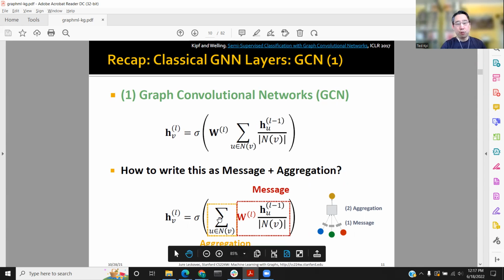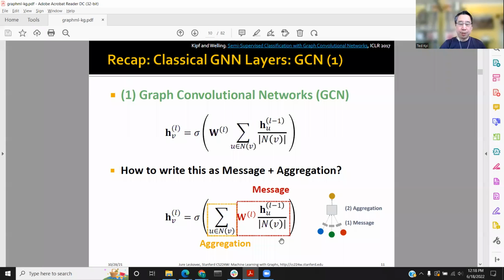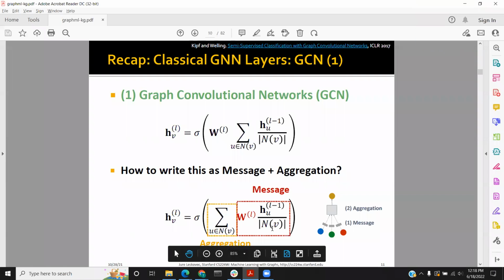But if you rearrange things, then you can think of it as you multiply by the weight matrix before you sum them up, just so that you get this paradigm of the message in the red box and the aggregation in the orange box. So in that case, basically, you're saying the message is you multiply your weight matrix by just the embedding of all your neighbors. In this case, they're already scaled, so you sum them up.